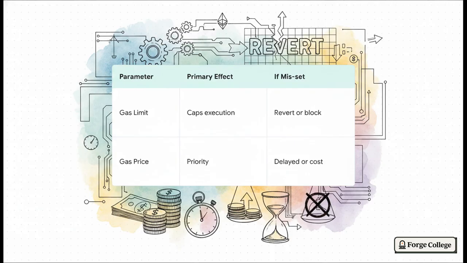Now look at the bottom row, gas price. Its primary effect is controlling inclusion priority. Set it too low, you're delayed or dropped. Set it too high, you get faster inclusion for sure, but you overpay. Just remember this golden rule. Gas limit is technical, gas price is economic.